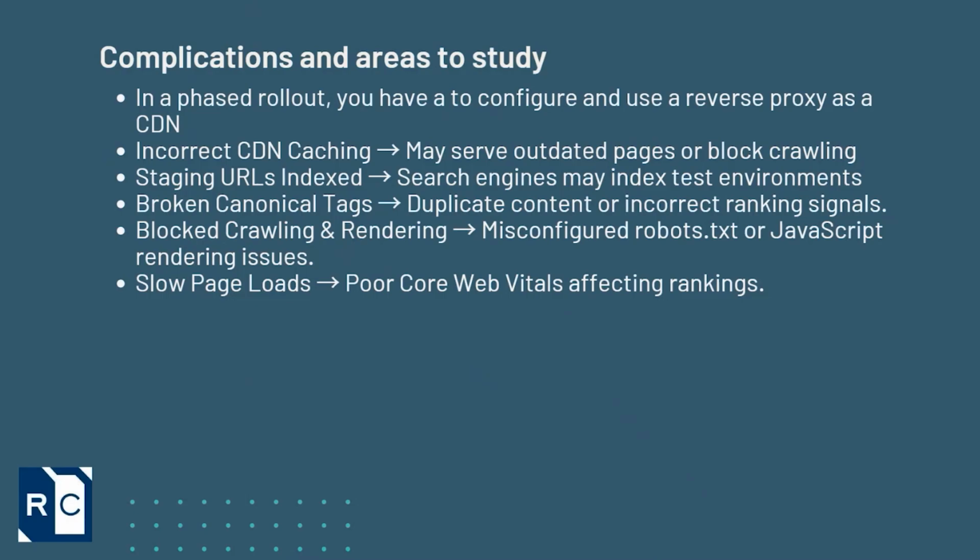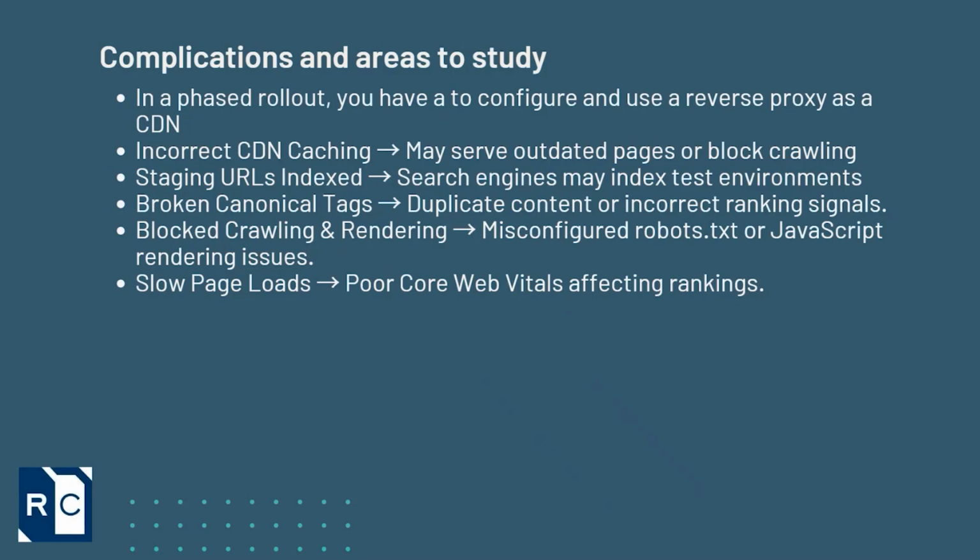When we do move to Composable, there are some complications that might arise based on the implementation that you have. As I discussed earlier, we have the concept of a hybrid or phased rollout in Composable, which actually uses a reverse proxy. A reverse proxy is a very tricky thing when you're talking about SEO, because you need to make sure that all of your configurations are completely correct, or the reverse proxy could fire back and completely destroy the SEO of your site.